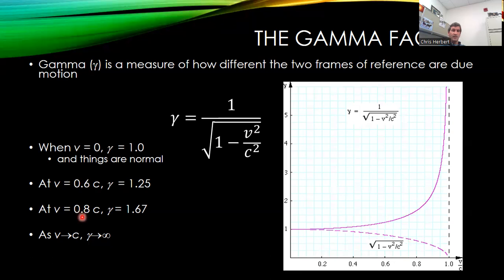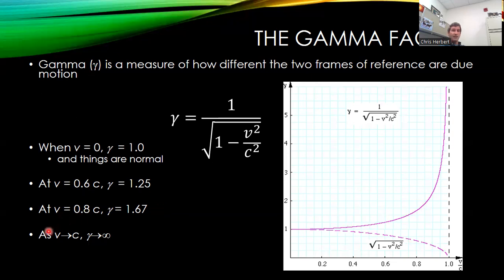At 80% of the speed of light, okay, it gets even more, 1.67, or basically 1 2/3, or I guess that would be, thinking about this, 5/3. So if we have 3 minutes, and our frame of reference is moving at 0.8 c with respect to us, that 3 minutes becomes 5 minutes in their frame.